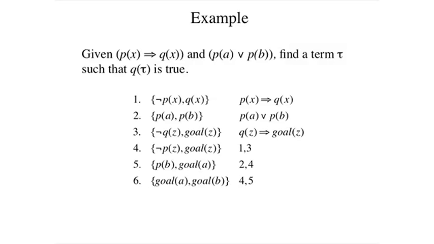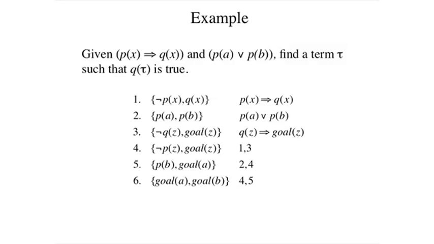Fortunately, there are more resolutions we can do. In particular, we can resolve this result with a clause on line 2 once again. Sorry, do that with the clause on line 4, leading to the result on line 6. Now we have a clause containing just goal literals, and so we can stop.